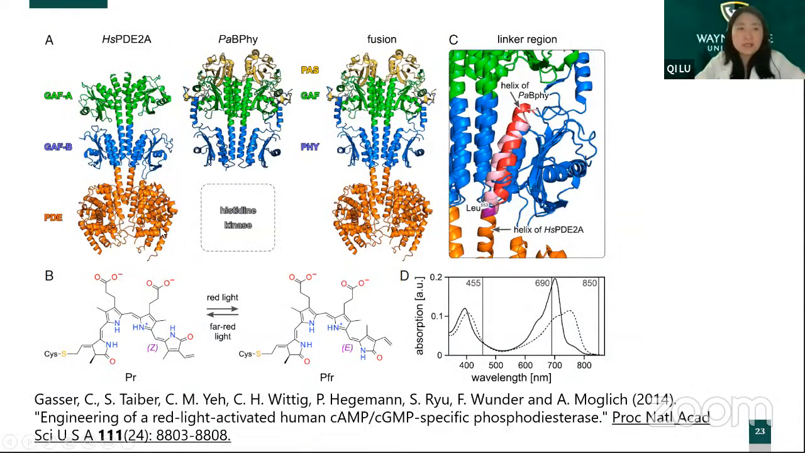And then we can see the structure of this phosphodiesterase. So you can see that there is a GAF part A, GAF part B, and the enzymatic part.